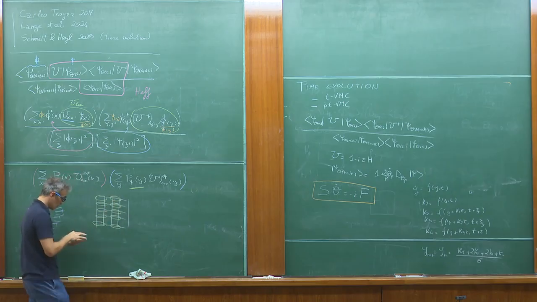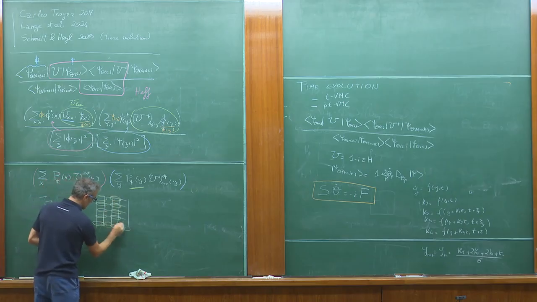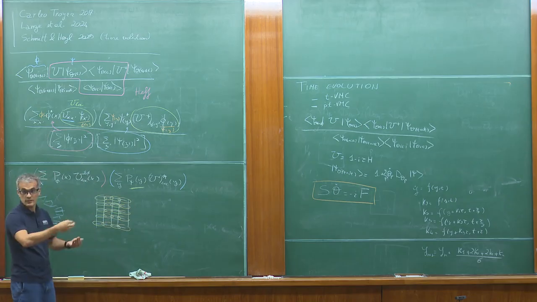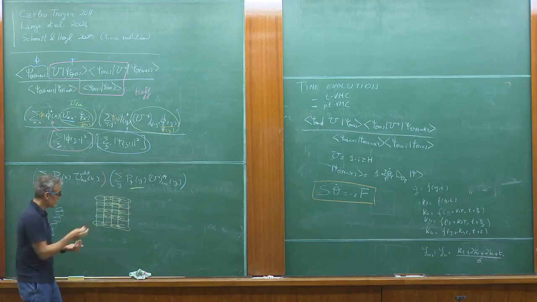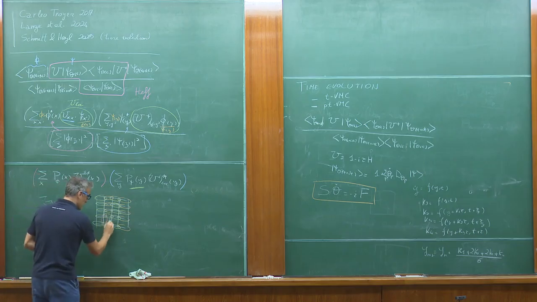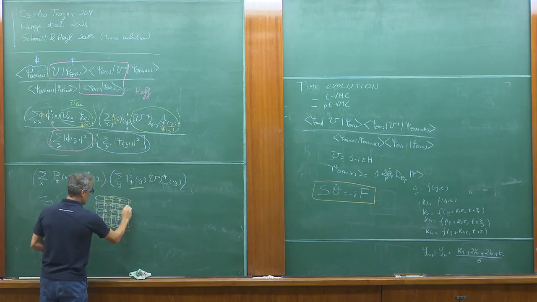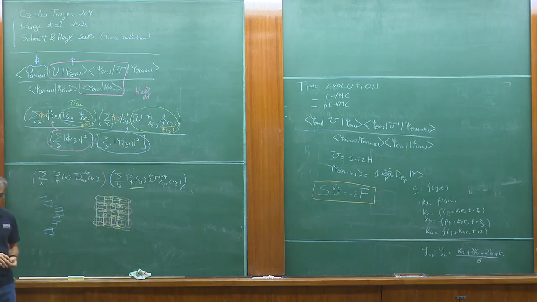Then you have these pairs. Within each color they commute, but within different colors they do not commute, right? And then you have these pairs, okay? And so on and so forth, right? So you can get very involved.